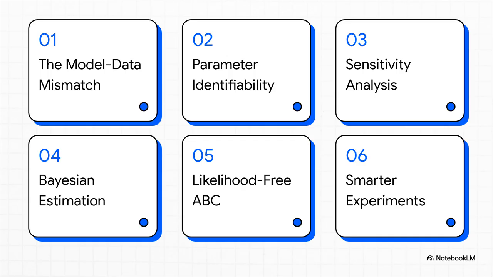All right, so here's the game plan for how we're going to tackle this. First, we'll dig into that model-data mismatch. Then, we'll do a really important checkup to see if our parameters can even be identified in the first place. After that, we'll learn how to find the parameters that matter most, and then dive into a powerful Bayesian framework to estimate them. We'll even look at a super clever workaround for when the math gets, well, impossible. And finally, we'll see why all this hard work is totally worth it.